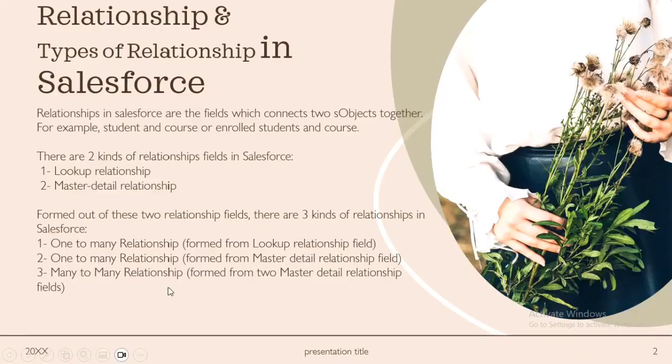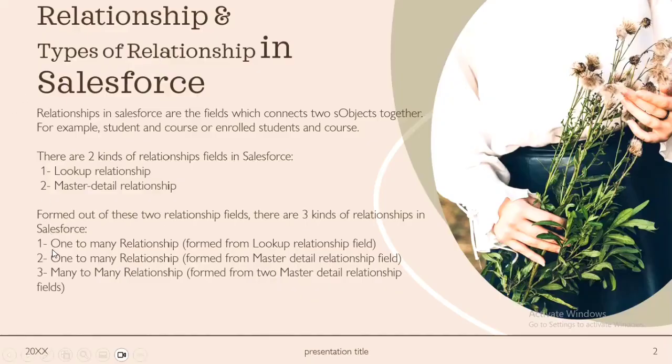Third one is many-to-many relationship. That means there can be many parents associated with many childs. So let's say a Java course is there and there can be many enrolled students in that Java course. So that is one-to-many relationship. But for a particular course, there can be many students. And similarly, a student can enroll into many courses. So student and course is many-to-many relationship and enrolled students and course is one-to-many relationship. We'll move to the next slide to understand the difference between lookup relationship and master detail relationship.